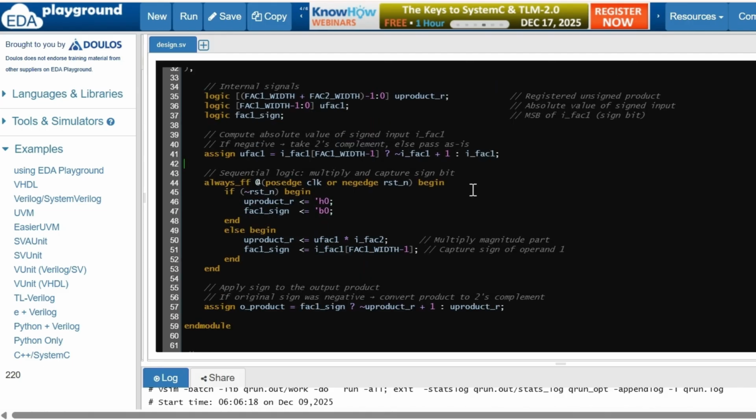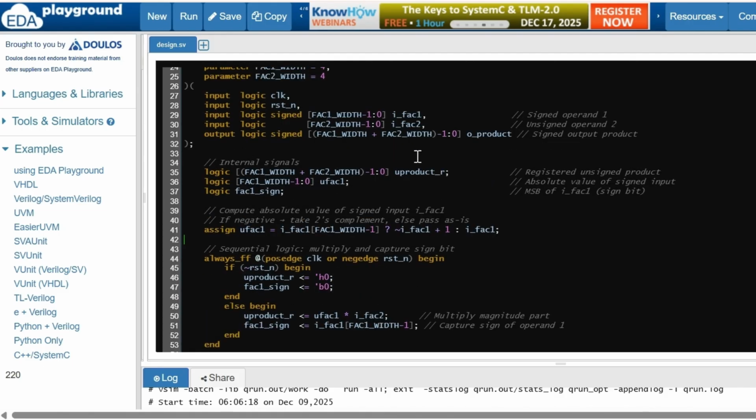Now we will convert our input factor 1, which was minus 5, to 5, and then multiply it with the other factor, which is 5, and we will get plus 25. But that is actually wrong. We should get minus 25. So we would do some signed arithmetic again to convert it into minus 25. Let's understand it step by step.